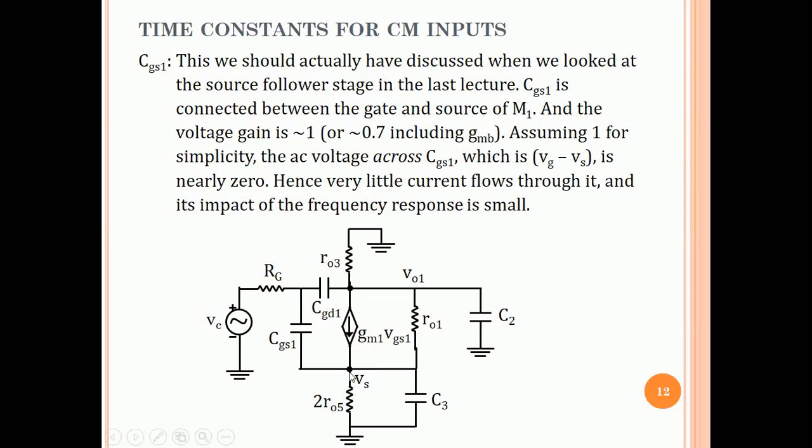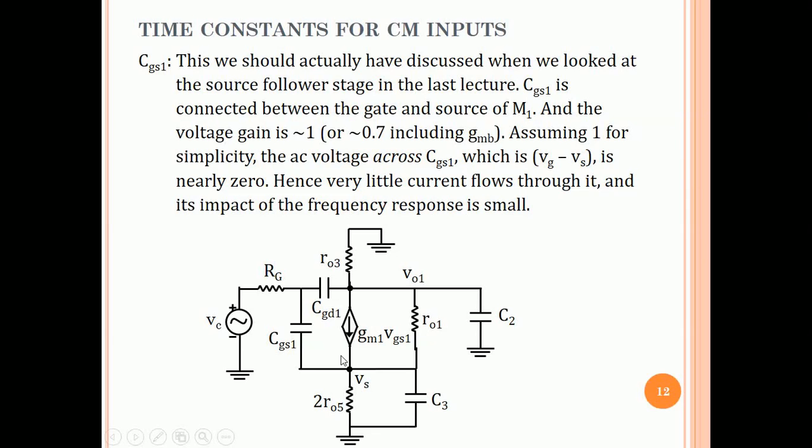Now because gate to source is a source follower, the AC voltage gain from the gate node to the source node is roughly 1. If it is about 0.7, which is more realistic if we include the gmb of M1. But in any case, let us say that for now we'll consider this to be 1. If this is 1, that means that if this is VG and this is VS, then VG and VS are approximately equal in the AC circuit. This is now AC analysis.